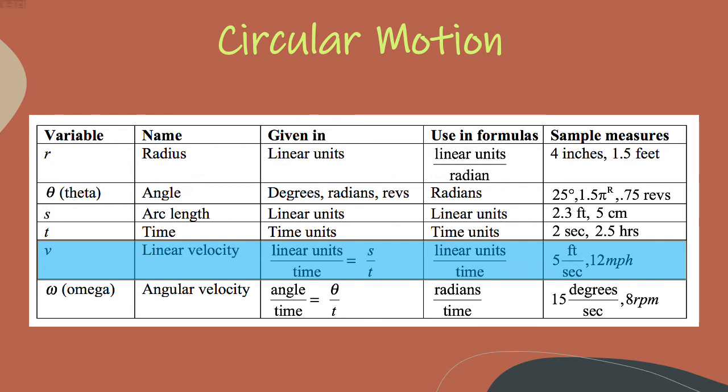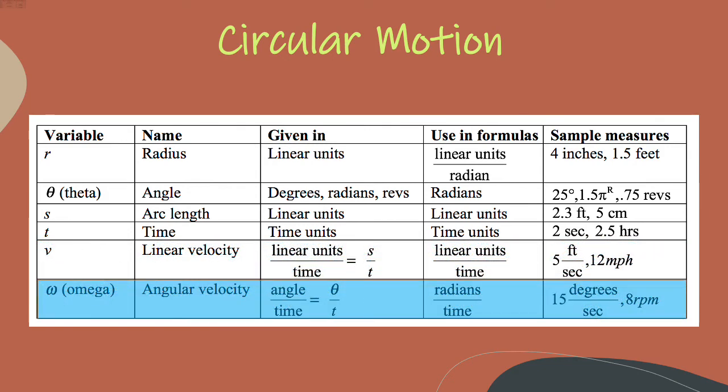Next, we have the variable v, which stands for linear velocity. As our object travels in a circle, it is covering a certain amount of distance per time. So v is measured in linear units over time, or s over t. When we use it in the formula, it will also be in terms of linear units per time. So examples are 5 feet per second, or 12 miles per hour, abbreviated mph.